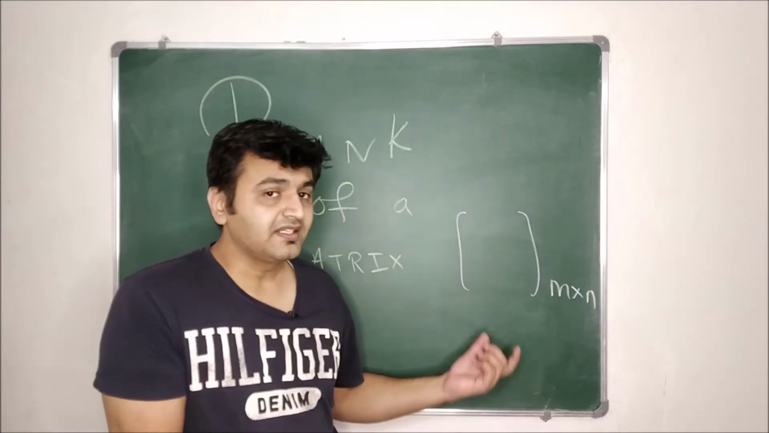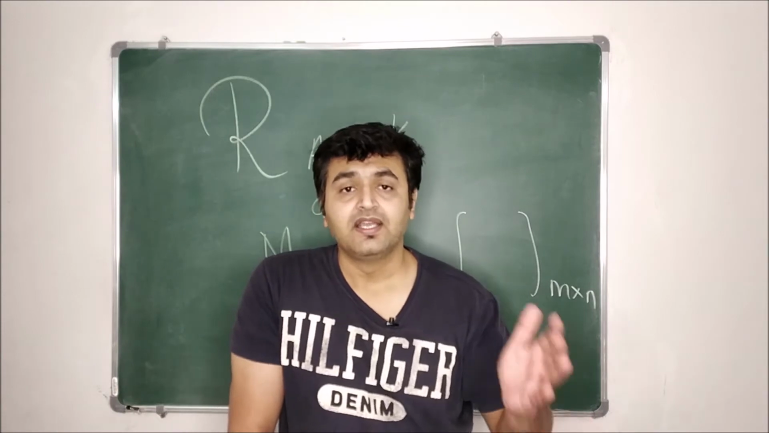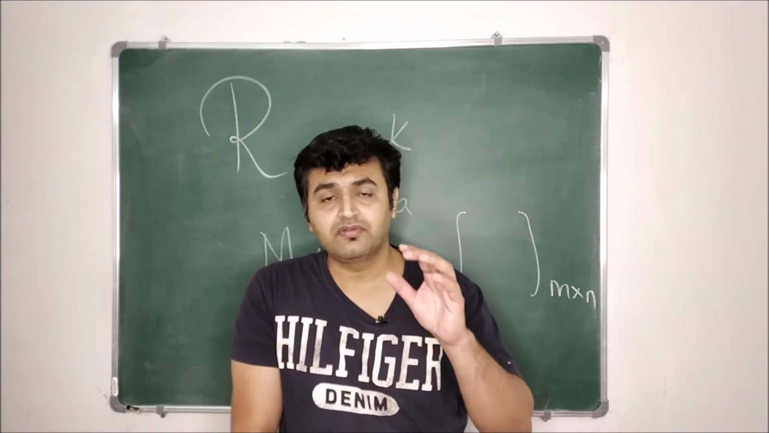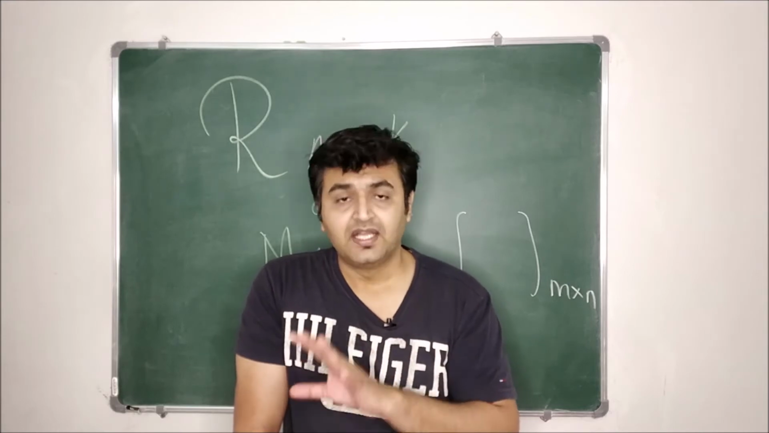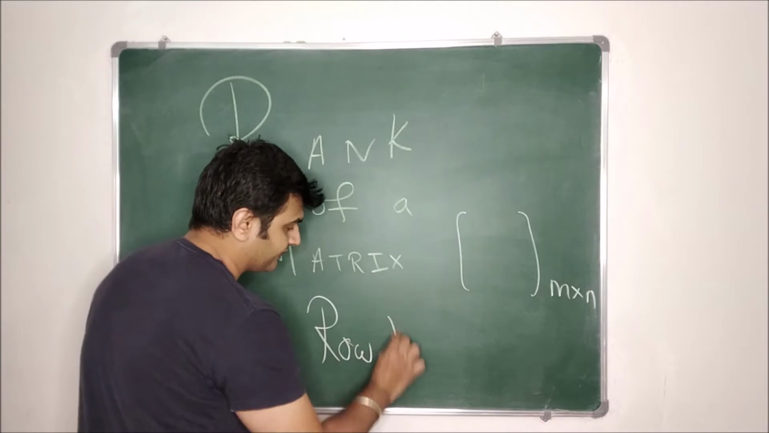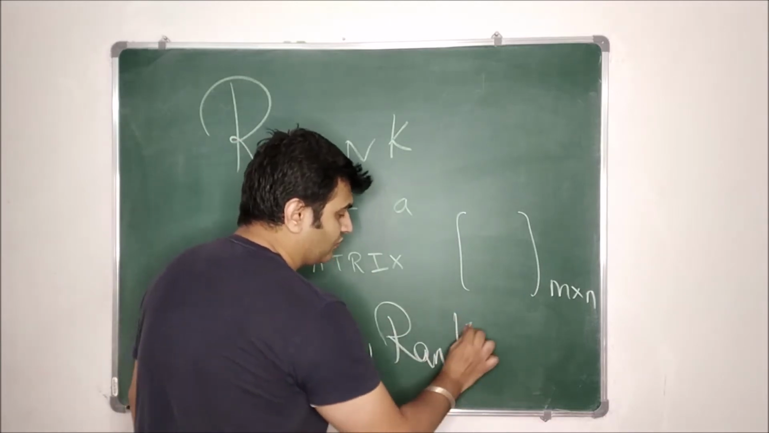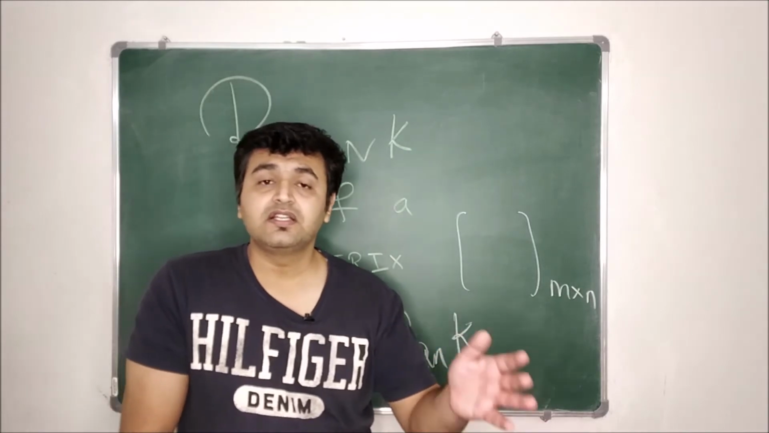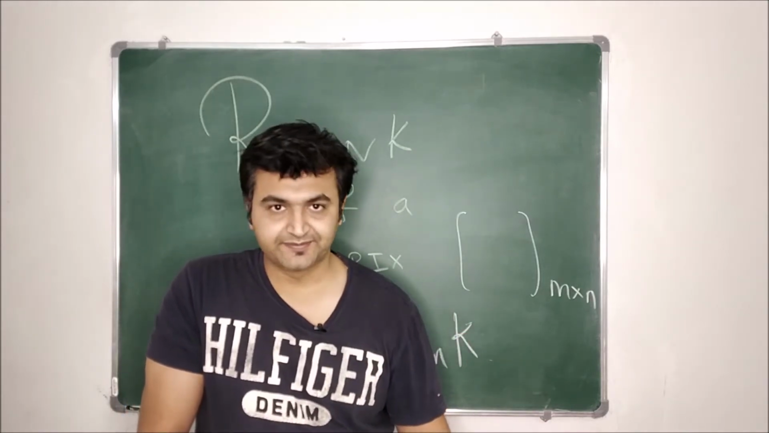So given a matrix, we are interested in how many independent rows there are, and that number, the number of linearly independent rows, is called the row rank of a matrix. So if someone asks you what is row rank, it is nothing but the number of linearly independent row vectors.